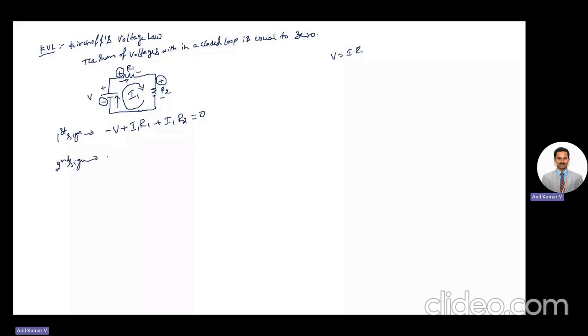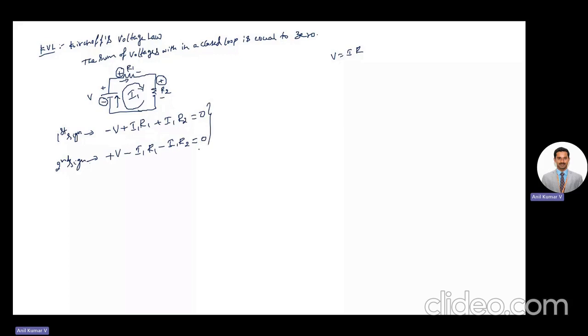A plus, right? So hence I'll take it as a plus V. Then across the resistor, the second sign, leaving polarity, is a minus. So I'll take it as a minus I1 into R1. Similarly, across R2, the second polarity is minus. So minus I1 into R2, that is equal to 0. So if I rearrange, both the equations remain the same.